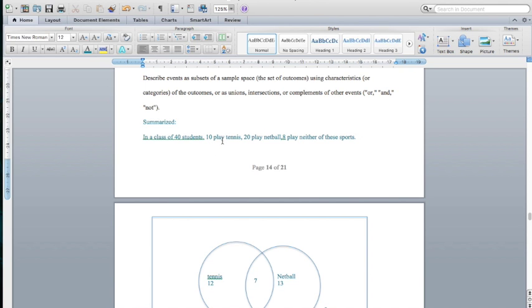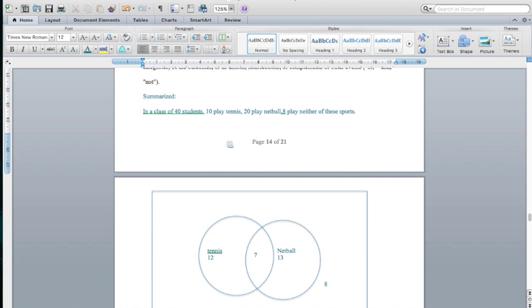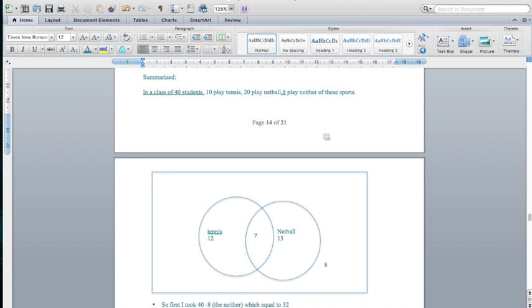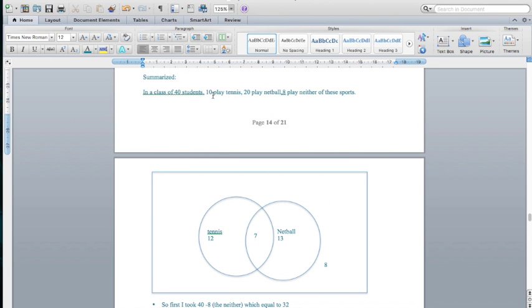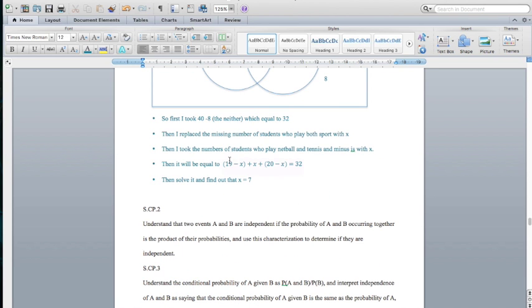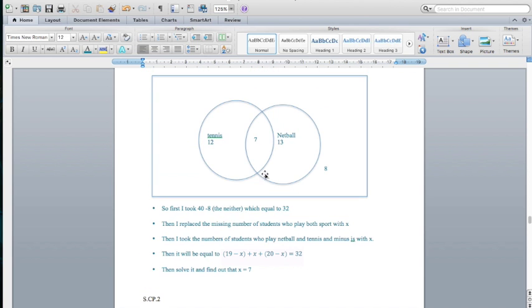The number of students who play tennis minus X, and the number of students who play netball minus X. Then when you solve for X, and add them together, it will give you the number of students who both play tennis and netball in the middle, the number of students who only play tennis, and the number of students who only play netball.